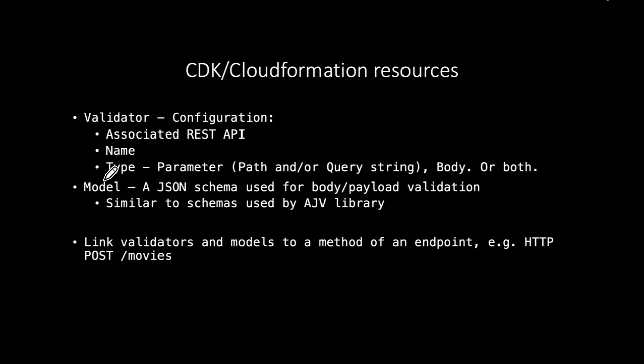And what the model is essentially, it's a JSON schema which API Gateway uses to check the structure of a payload. Now, the JSON schema is very similar to the JSON schema. In fact, it's almost identical to the JSON schemas that we were using with the, what do we call it? The AJV library. So you've seen these kind of schemas before.